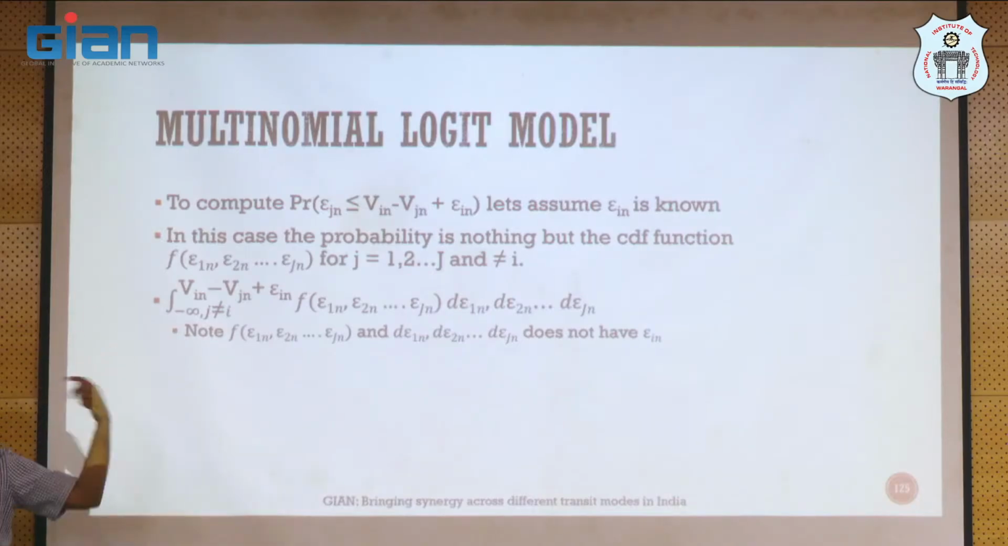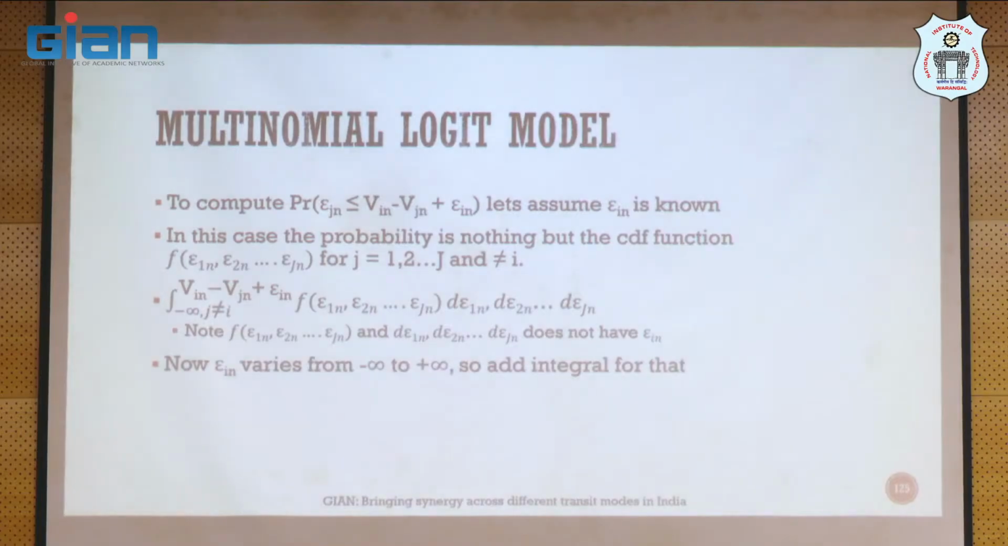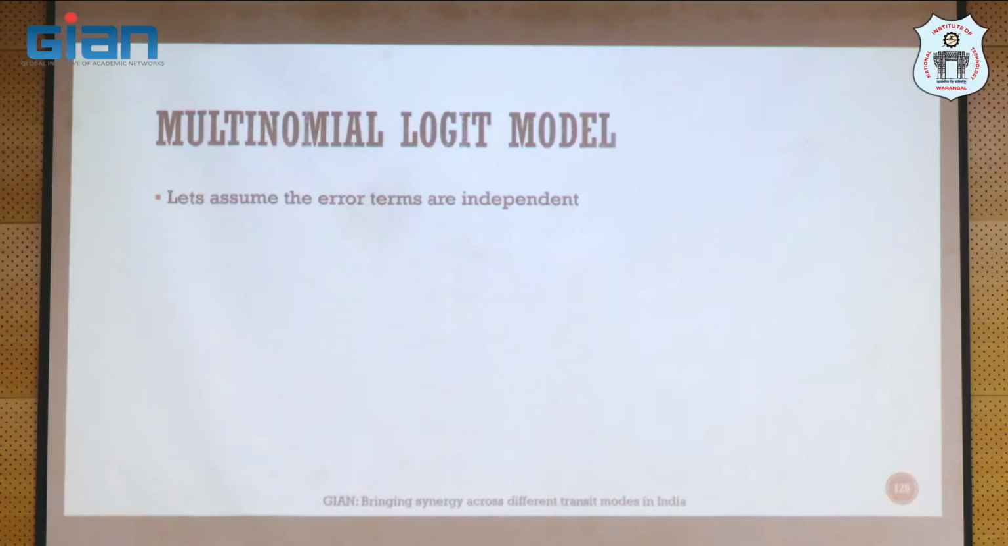Daniel McFadden was able to do the integration for this equation, and until then, every choice was modeled as a binary choice. You have multiple alternatives. People said, okay, if I'm interested in the third alternative, I'll do 3 versus everything else. If I'm interested in the seventh alternative, I did 7 versus everything else. With this derivation, people could start actually handling multiple alternatives.